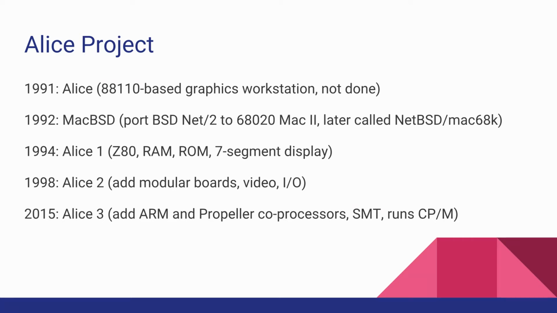Sooner or later, like we simplified, we're going to put it on one board, we're going to change the bus, we're going to do all this stuff. And the Alice 3 is born, which is a single board Z80 machine with a real Z80, ROM and RAM, an ARM and a Propeller for video.